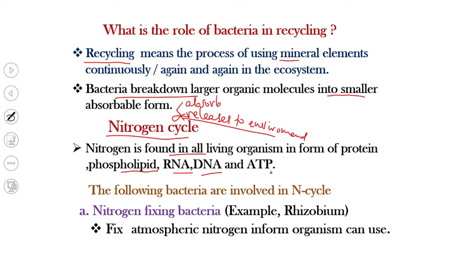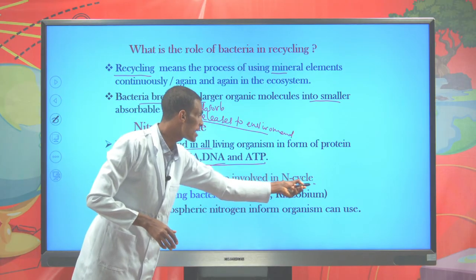If nitrogen is not available in the cell, cells may not be able to make their own protein. They may not be able to properly maintain their membrane, and again, the nucleotide content gets disturbed. By that, the role of bacteria in nitrogen cycling is crucial. Here, there are different bacteria involved in the nitrogen cycle.